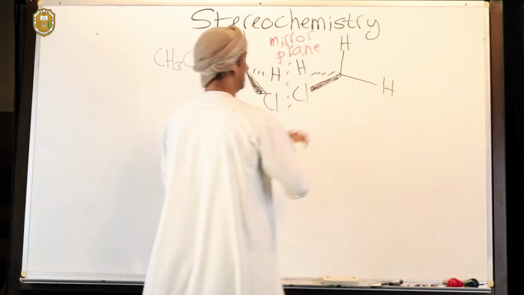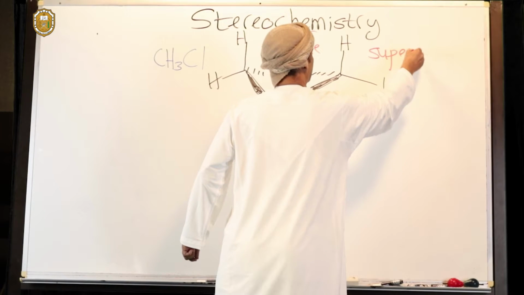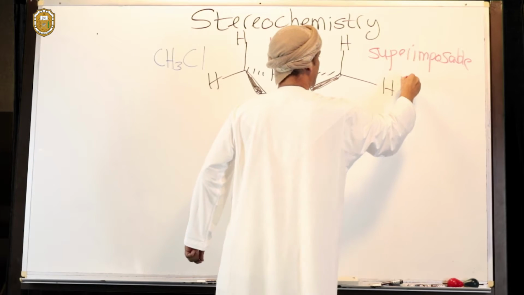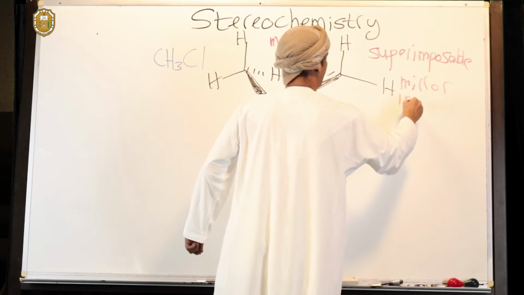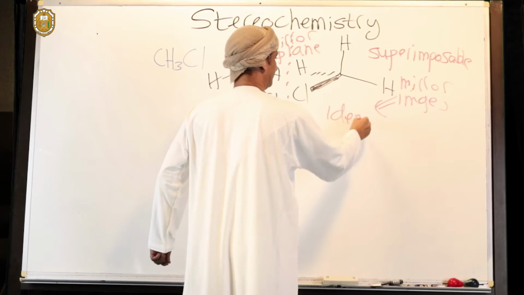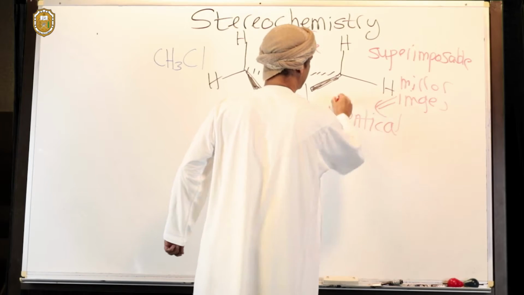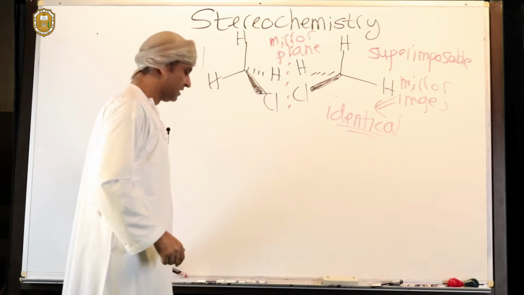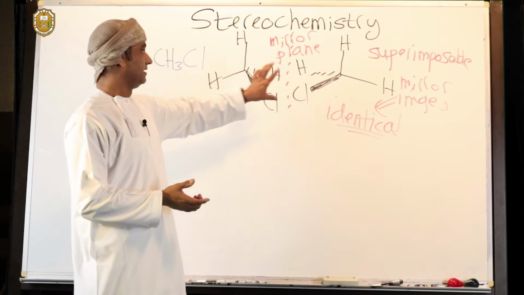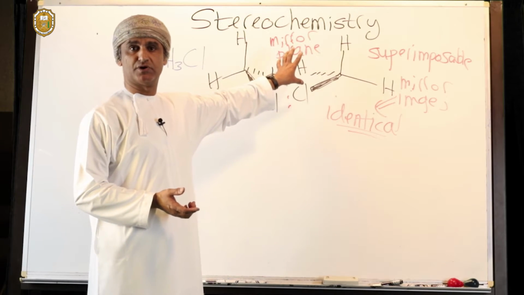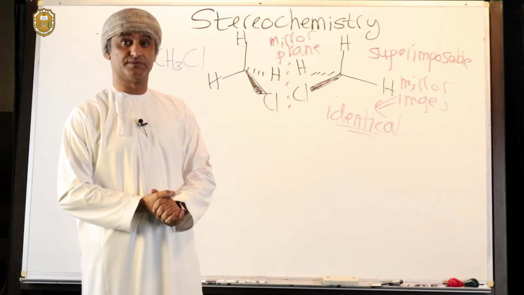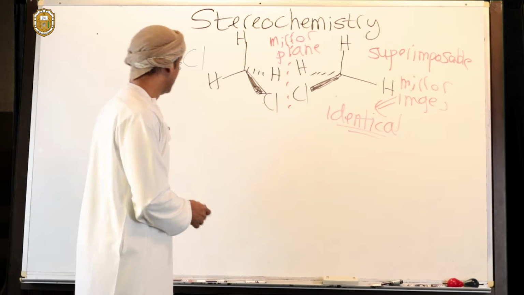So these are superimposable mirror images, therefore they are identical. So they represent identical structures. These two are basically the same. So chloromethane can be drawn as these two structures which are mirror images of each other, but these mirror images are actually superimposable on each other, therefore they represent the same compound.